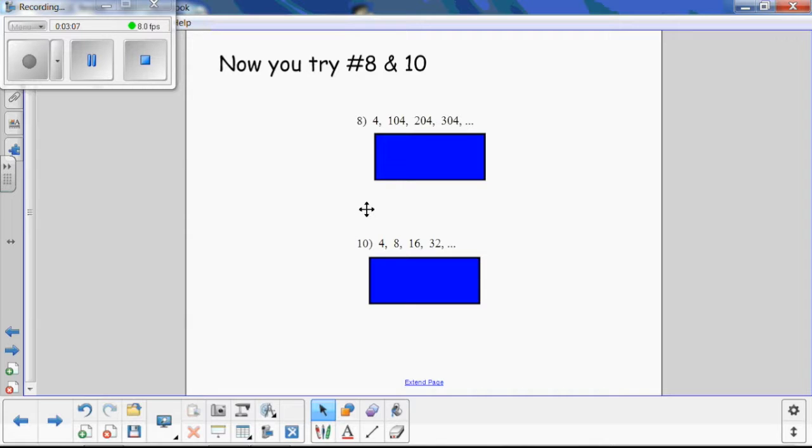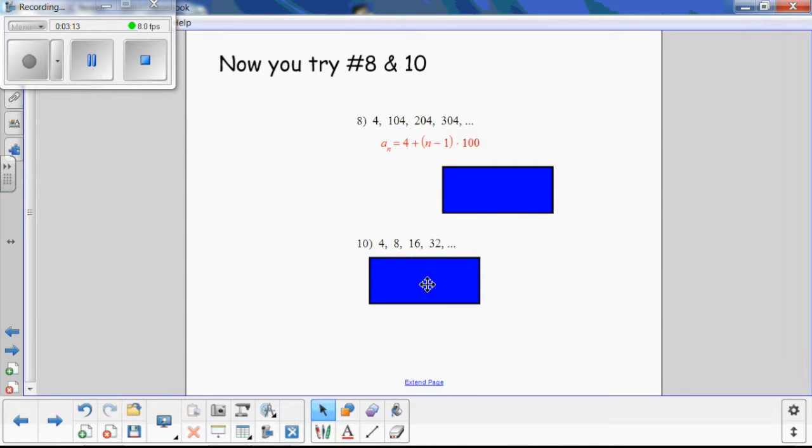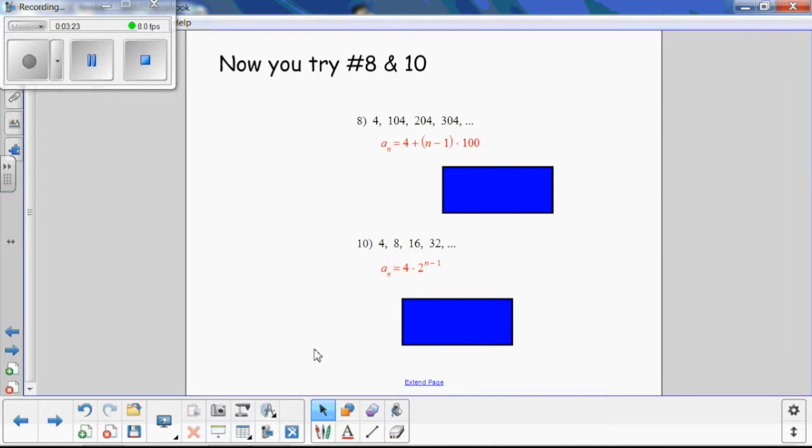Now you try numbers 8 and 10. Number 8, the explicit formula was A sub n equals 4 plus n minus 1 times 100. Number 10, the explicit formula was A sub n equals 4 times 2 with an exponent of n minus 1.